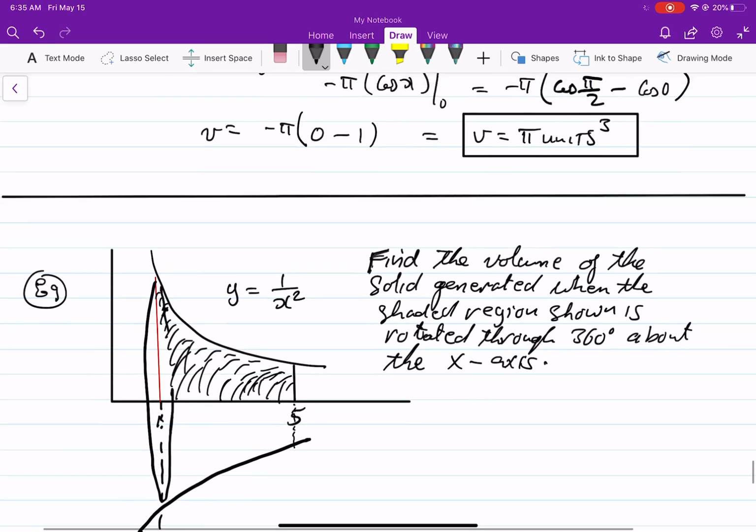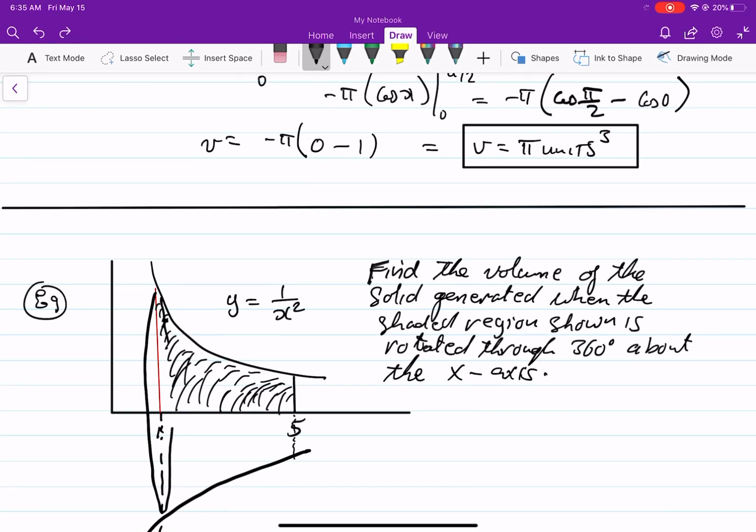And my starting limit, was it 1? I think it was 1. One and 5. Yes. This is between 1 and 5.